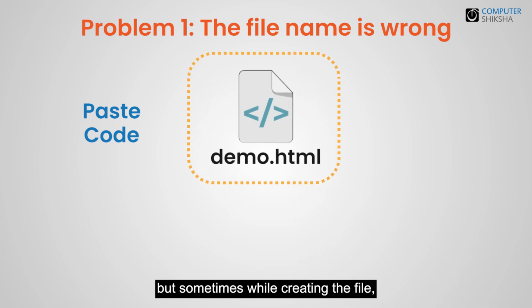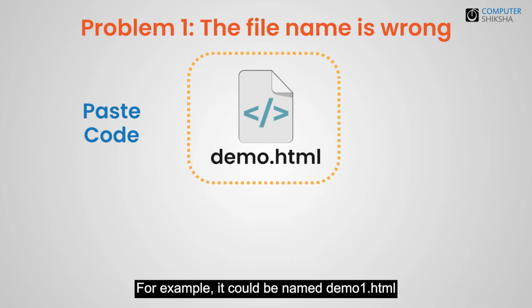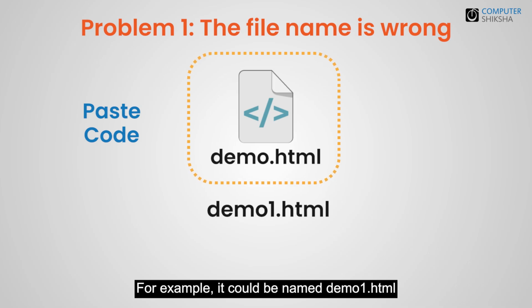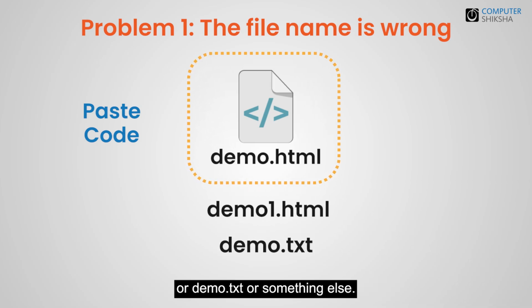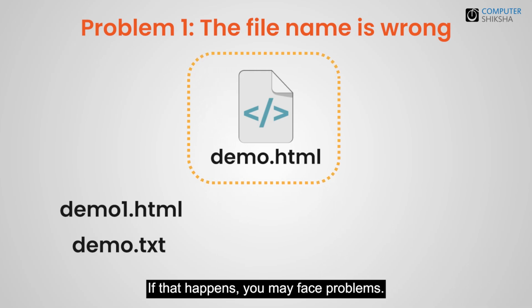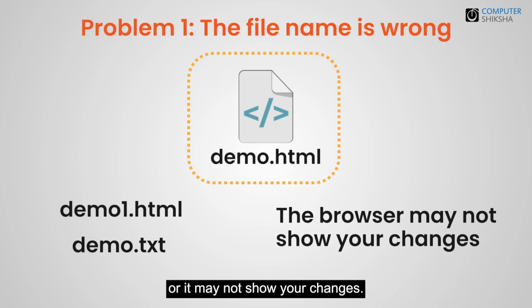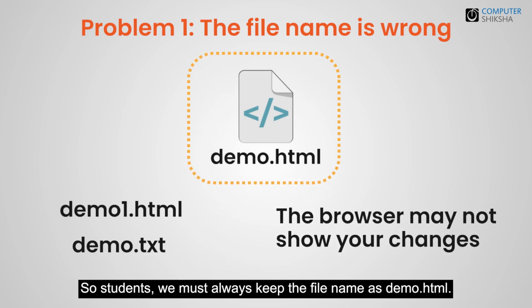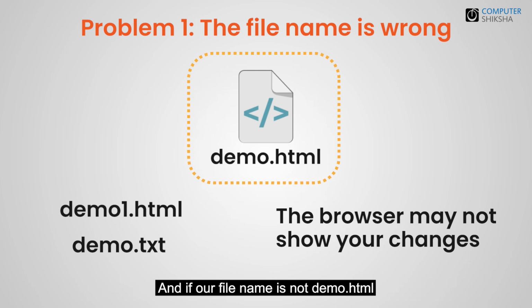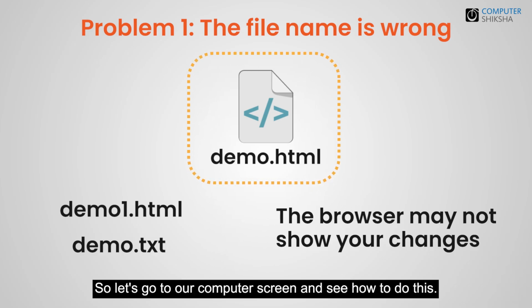But sometimes, while creating the file, we accidentally give it a different name. For example, it could be named demo1.html or demo.txt or something else. If that happens, you may face problems. The browser may not open the page properly, or it may not show your changes. So students, we must always keep the file name as demo.html. And if our file name is not demo.html, then we need to fix it. So let's go to our computer screen and see how to do this.